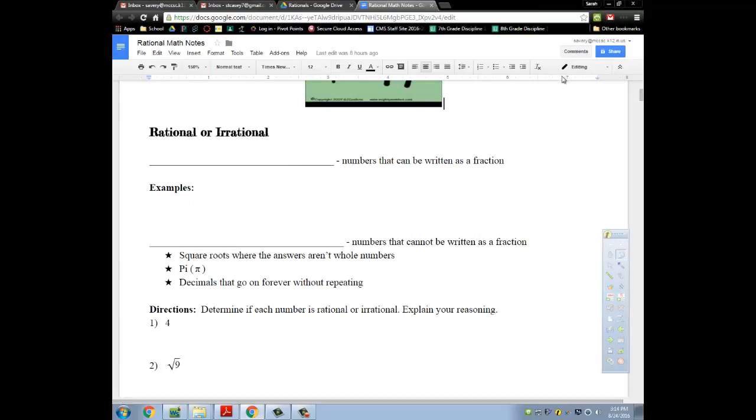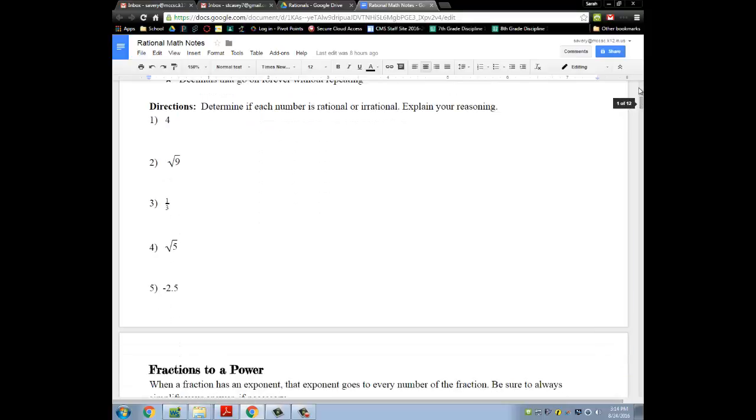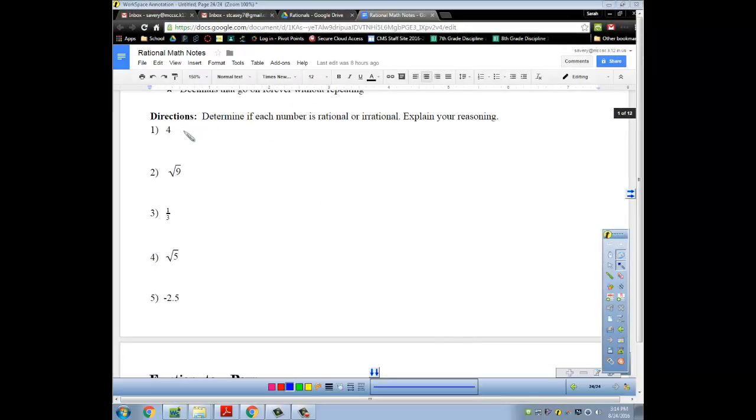So these examples, they just want us to say, are they rational or irrational, and explain. So 4 would be rational. I do want you actually to write it out so you get used to spelling it. So it's rational because 4 can be written as 4 over 1. So that's a fraction.